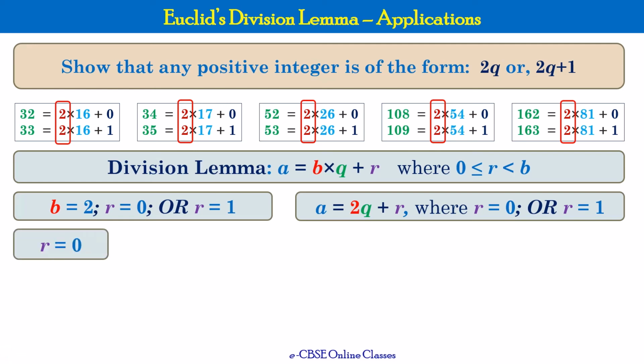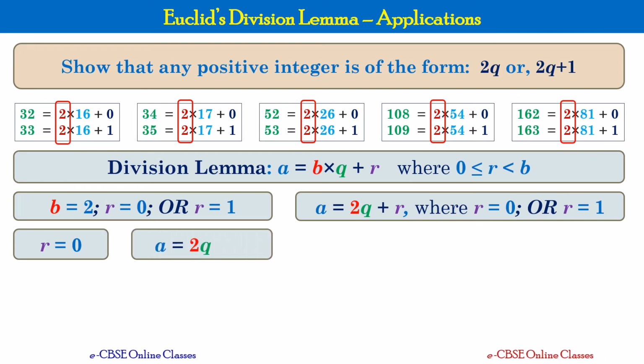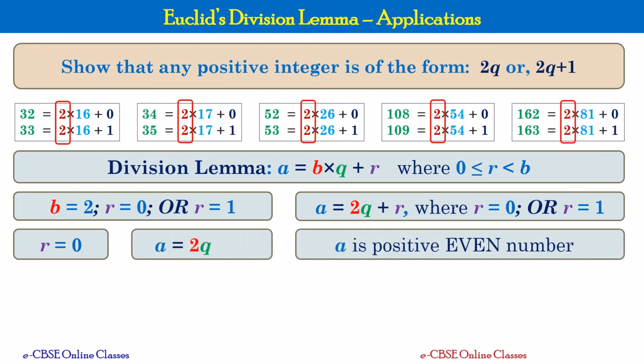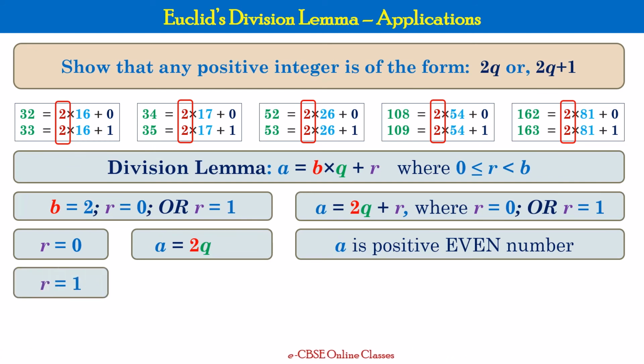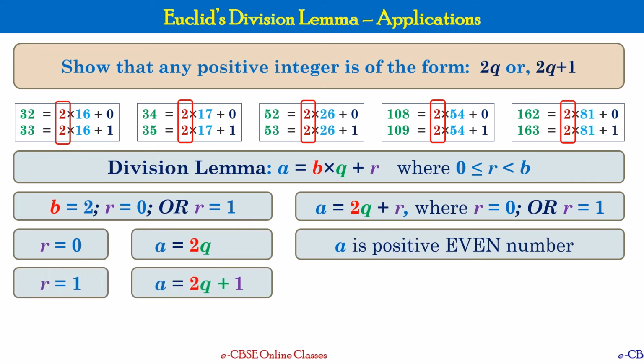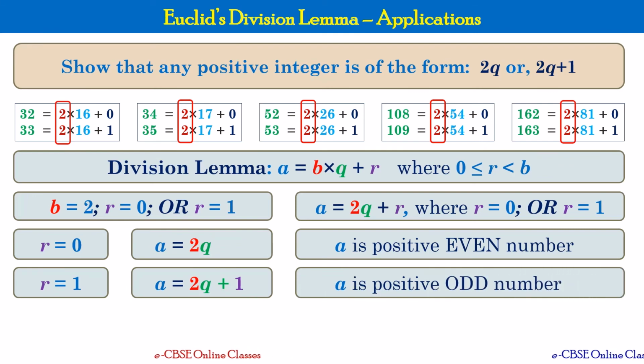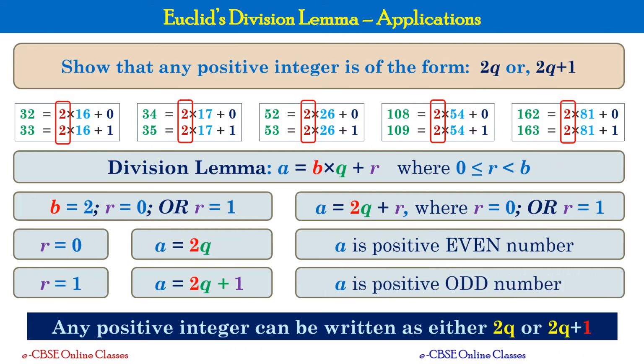So essentially what we are saying is when R is equal to 0, the value A can be represented as 2Q. Those are nothing but positive even numbers. When R is equal to 1, A is equal to 2Q plus 1. This is nothing but the definition of positive odd numbers. So essentially what we are showing here is any positive integer can be written as either 2q or 2q plus 1.